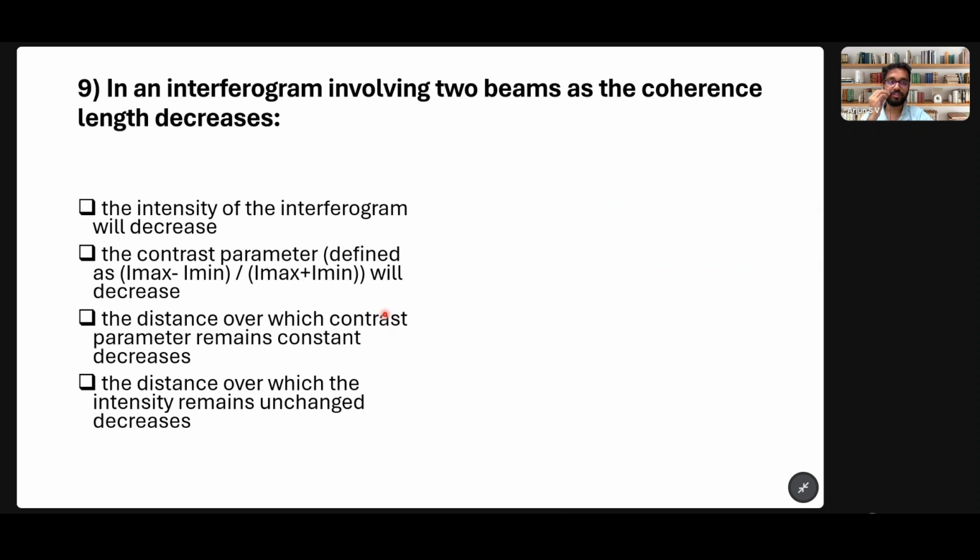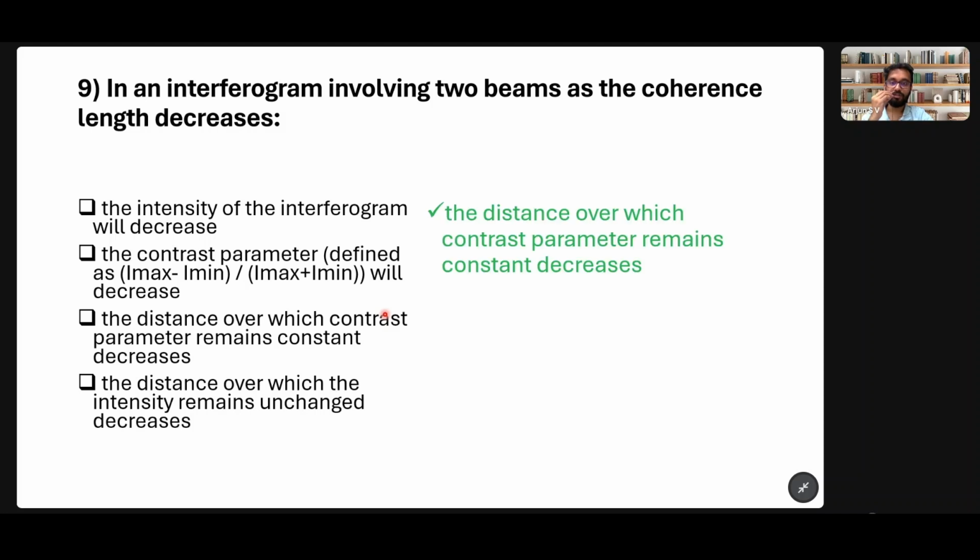The last two questions are pretty straightforward questions. The ninth question says: in an interferogram involving two beams, as the coherence length increases, what will happen? So the options here is option C, the distance over which the constant parameter remains constant decreases.